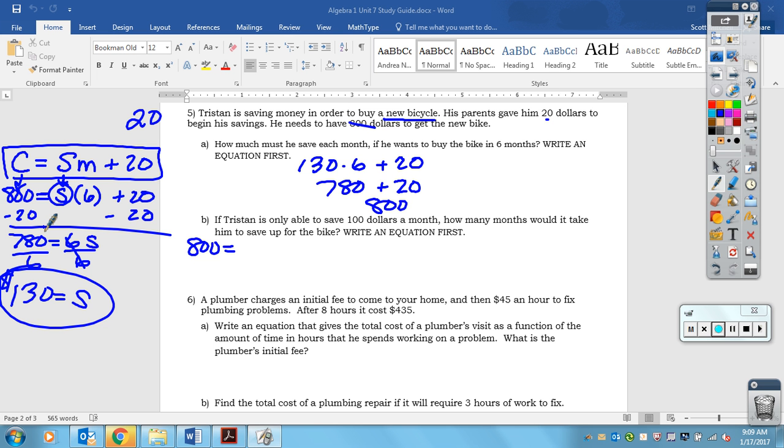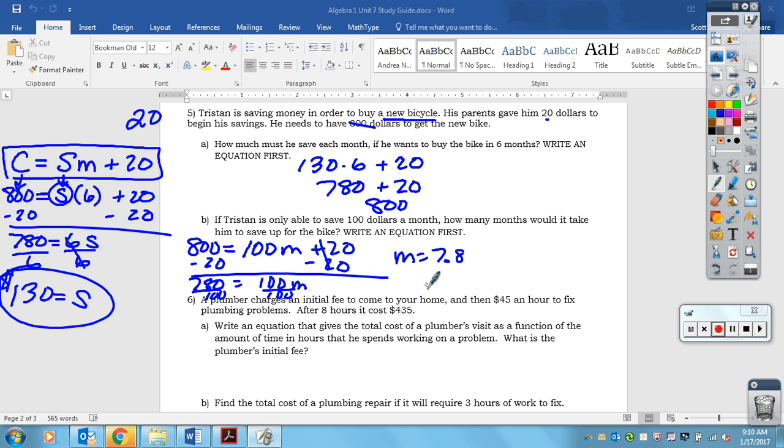In this case, they told us the savings was actually 100 times n, the number of months, which is now what we're looking for, plus 20. So it's slightly rearranged, but essentially the same situation. We just have different numbers. Minus 20, minus 20. 100n equals 780. Divided by 100, divided by 100, and n equals 7.8.